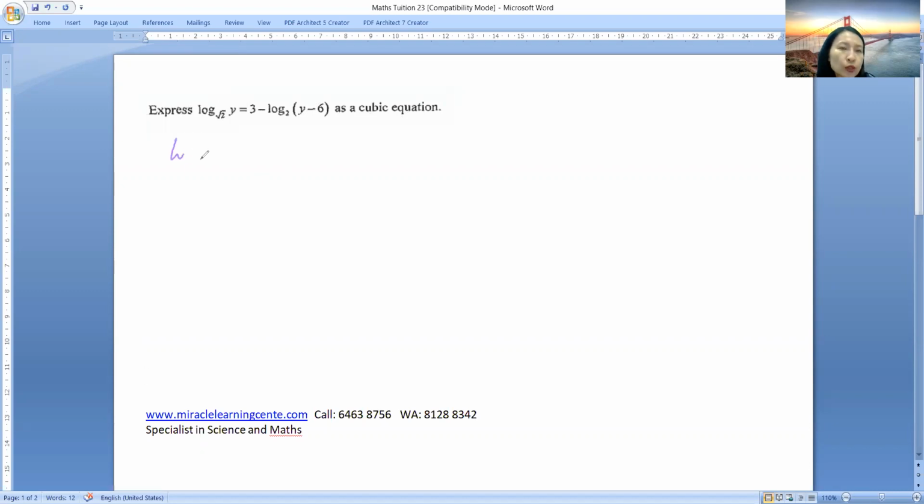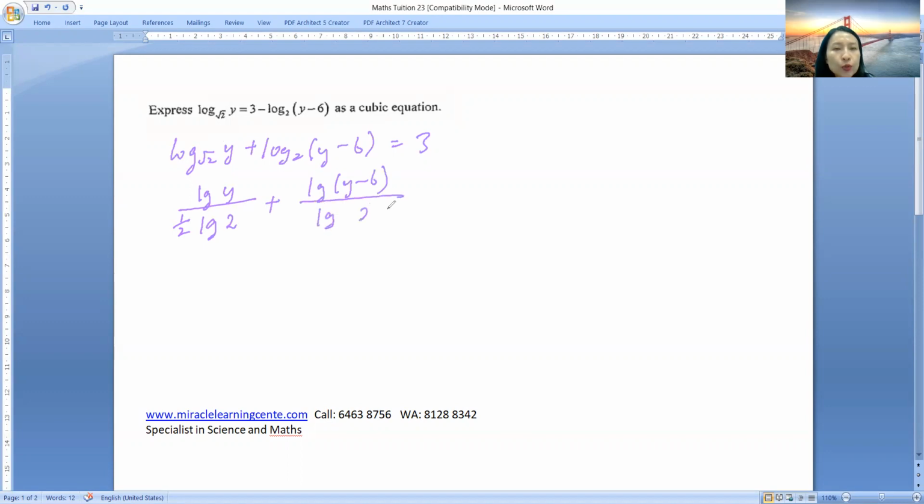So log square root 2 y. I bring this whole expression over first, plus log 2 y minus 6 equals to 3. So let me change base to a natural log. So we'll have log y over log 2 to the power of half. So I'll put the half over here, plus log y minus 6 over log 2 equals to 3.